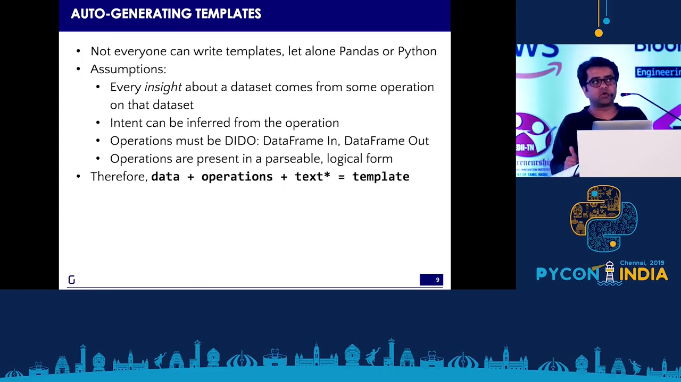The third assumption is that all operations for the sake of this particular functionality are DIDO, which is data frame in, data frame out. If your output happens to be just a scalar figure, then let it be a data frame with a single cell in it. Or if it's just a column or a row, let it be a pandas series, but it has to be something compatible. It can't be just an integer or a float. That also can be managed, but for the sake of compatibility, it's easier to simply enforce this restriction that all operations are data frame in, data frame out.